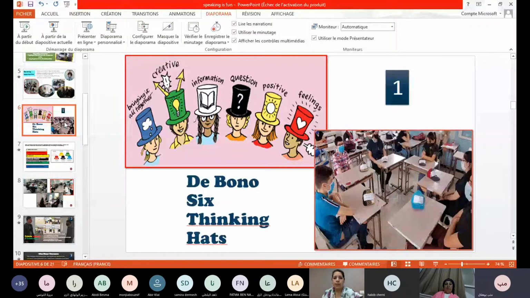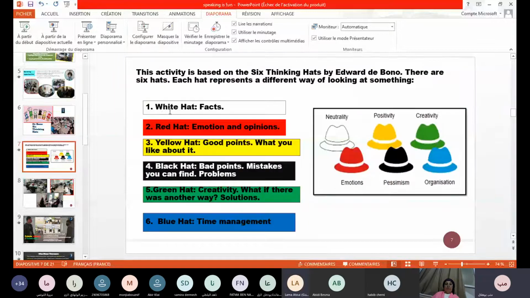Well, the whole method consists of having 6 hats with different colors, as you can see. Color number 1 is white. Now we have to provide a white hat. The white hat is for the facts.